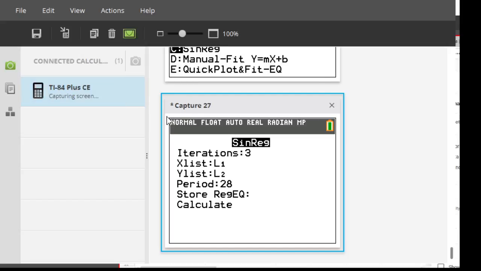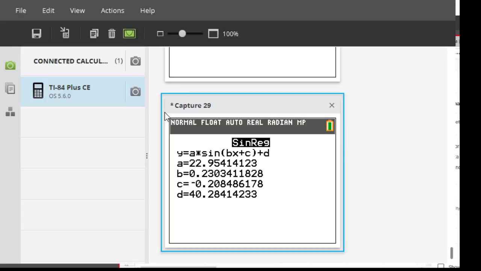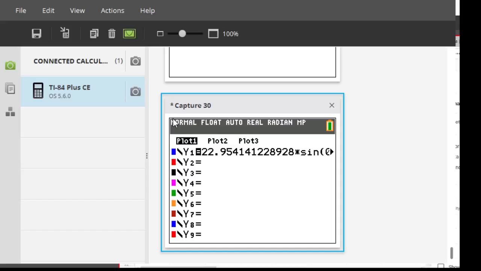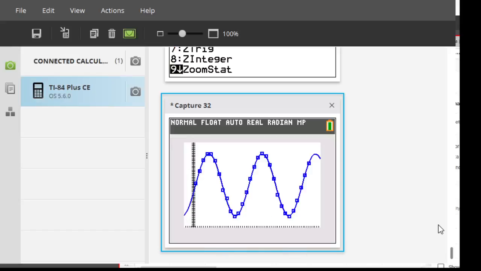All right, and then we are going to calculate. And we do get a fit. So question A, we have to graph Kelly's data estimating the period, which we have done. So that initial guess of the period has been adjusted to a better fit. So we'll graph this. Again, plot, do our zoom stat, and graph it this way. So now we have our graph.